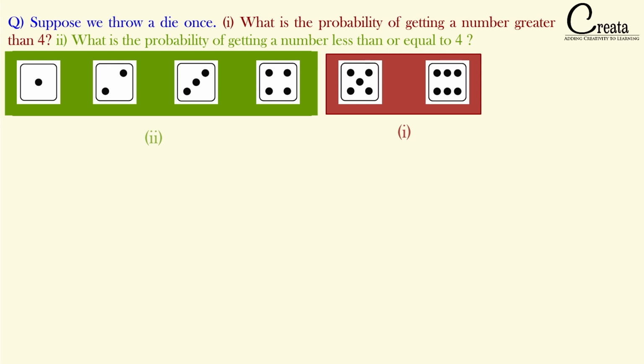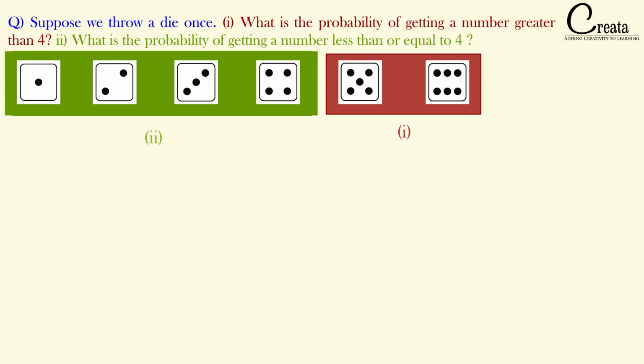So the numbers less than or equal to 4 are 1, 2, 3, 4. In the first case, we have to calculate the probability of getting 5 and 6. In the second case, we have to calculate the probability of getting 1, 2, 3 and 4.